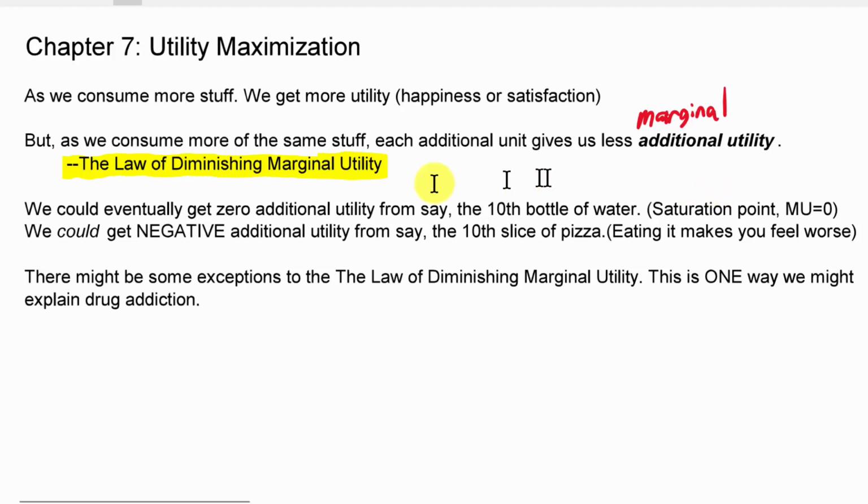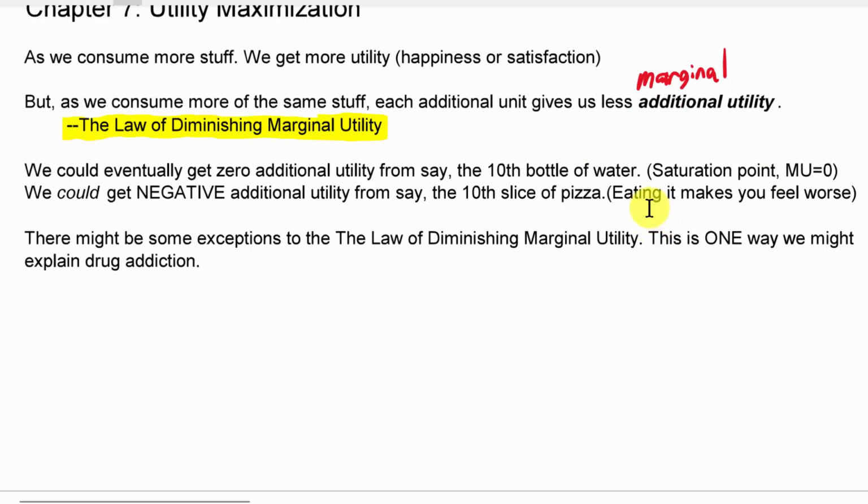So we could eventually get zero additional utility from, say, a 10th bottle of water. After the 9th bottle of water, well, the 9th one might make me happier. The 10th one, I could take it or leave it. So we'd say that the marginal utility of the 10th bottle of water is zero, MU equals zero. Sometimes we'll call that idea a saturation point. I'm just saturated with water. I don't really want any more, and any more isn't going to make me happier.